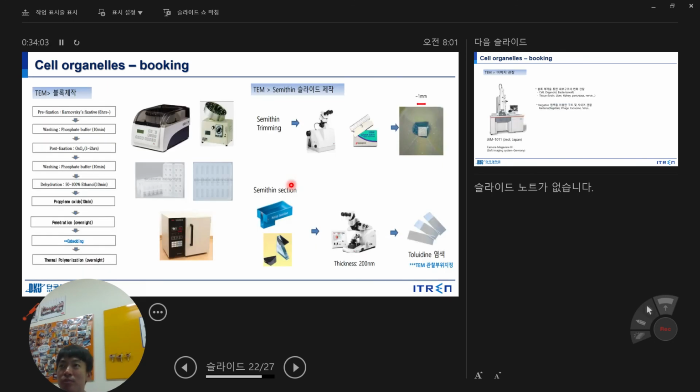Okay. So this is how they do it: TEM blocking, prefixation of our sample over 8 hours, and then PBS washing, post-fixation, washing, dehydration, preparation and embedding, and just overnight for other steps. They use this machine and this slide, they do it by themselves. Sometimes you can do toluidine staining or not. After consulting with them, they will suggest, and you just follow them.